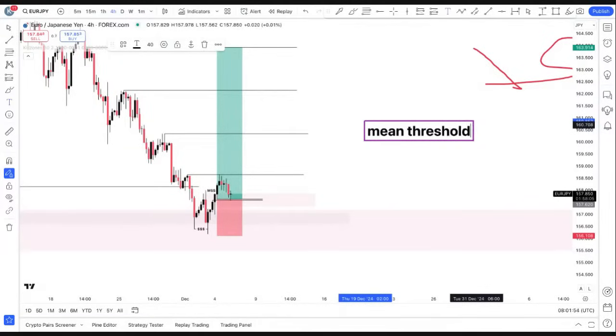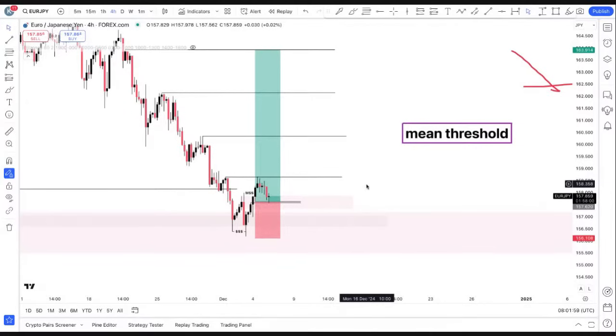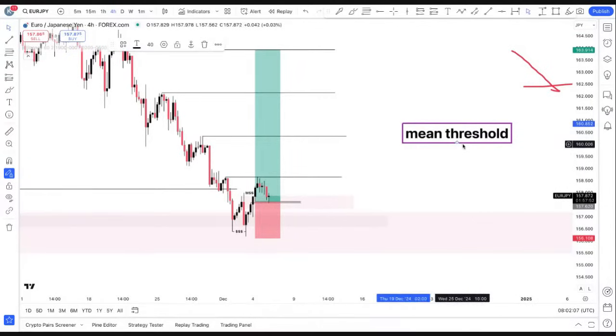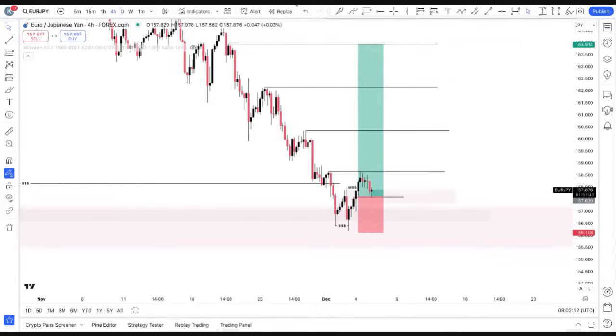It's called the mean threshold. If it is a breaker block or bullish breaker block, mitigation block, or the block we call it, the middle of it is called the mean threshold. It's not consequent encroachment. So this is the reason why I am in this trade.